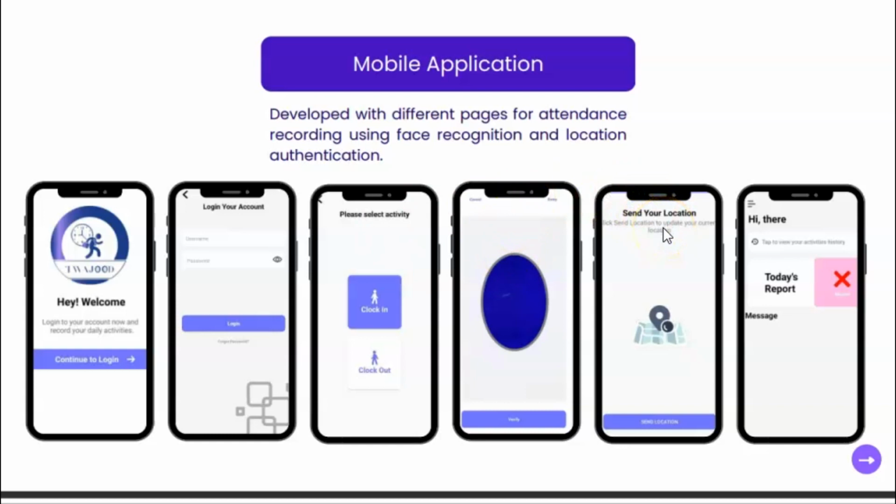Immediately, it will take him to the distance location page, in which it will compare the distance of the employee with the company's distance and make sure that he is inside the company's premises. If he's inside the company's premises, it will show here that he is present. If not, it will show here that he is absent.